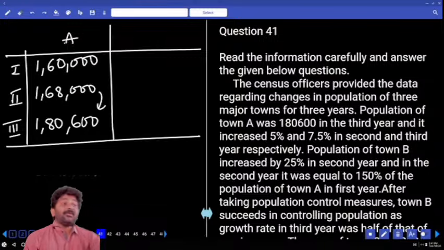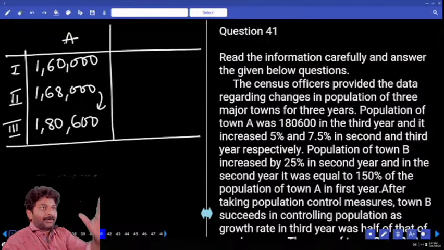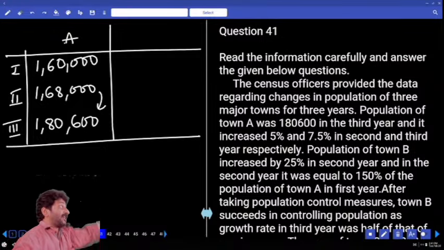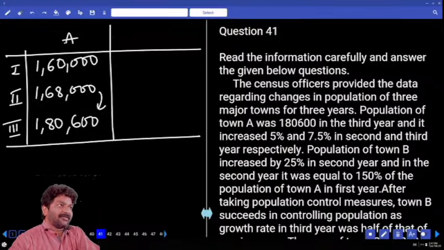Now you don't have to verify the 7.5% increase here. You don't have to do it. Because this simplification we already tried with 1,60,000. That's how we calculated 12.5%.